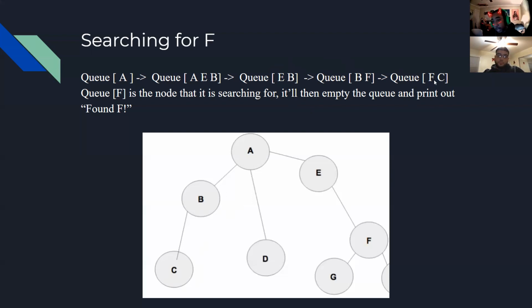Now, finally, it's gonna ask F, which is a child of E, is this F? Yes, it is. When it dequeues F, F is the node that it searches for. So it'll then empty the queue and print out found F, because it doesn't have to continue on. So it'll just empty the rest of the queue.